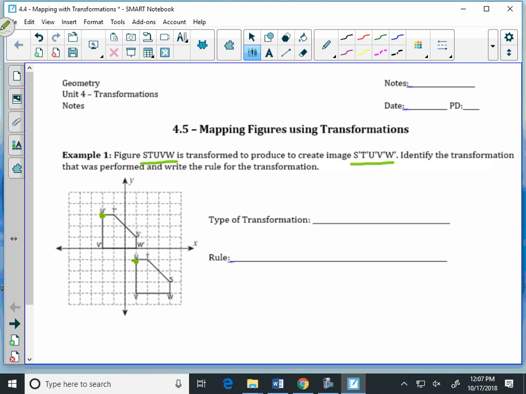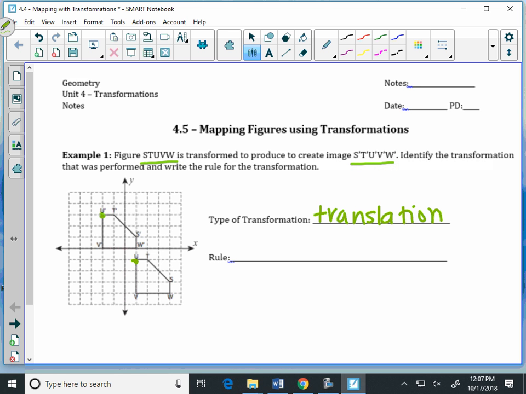So if there's no change in orientation, what type of transformation did we do? Yeah, we just did a translation. We just slid the figure. We didn't flip it. We didn't turn it. Everything just stayed the same. It just slid over and up.